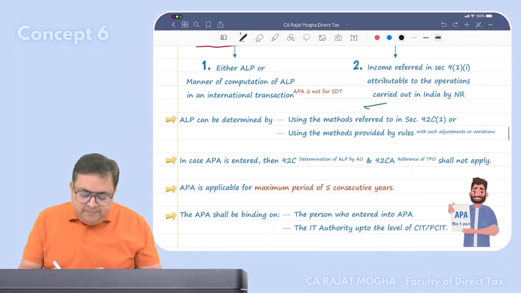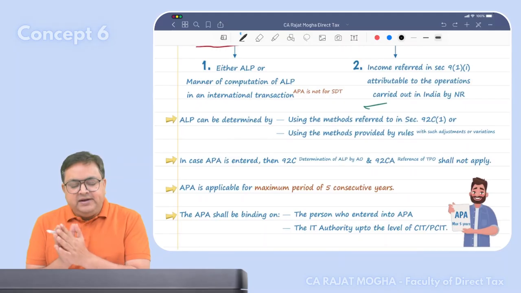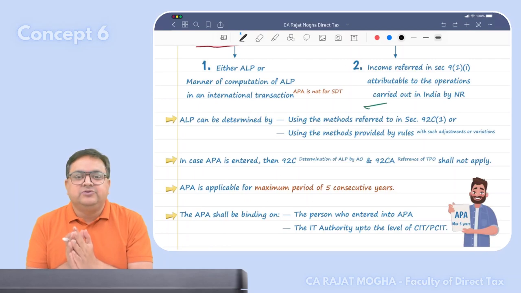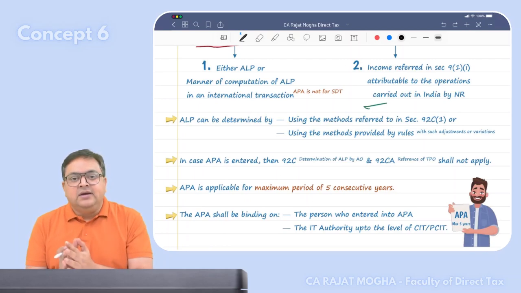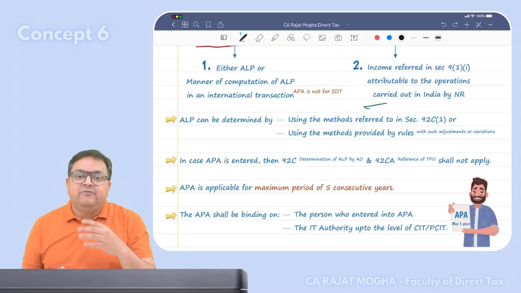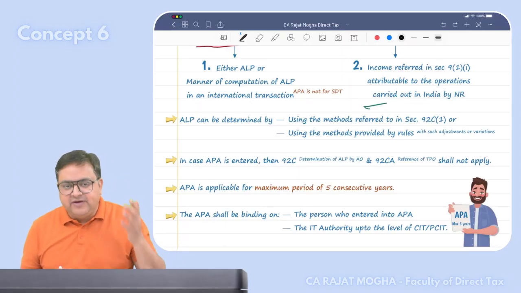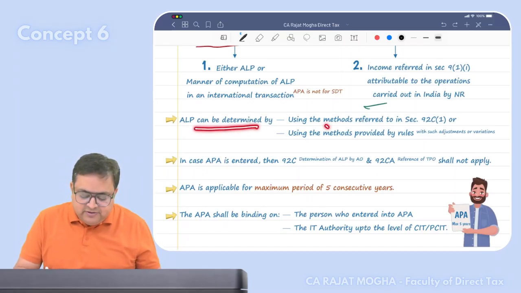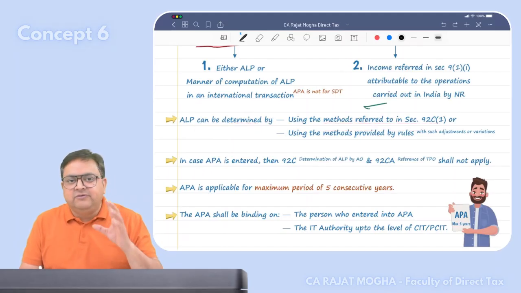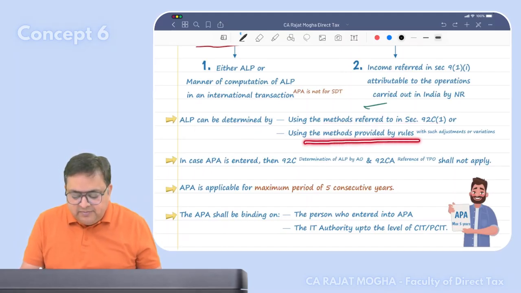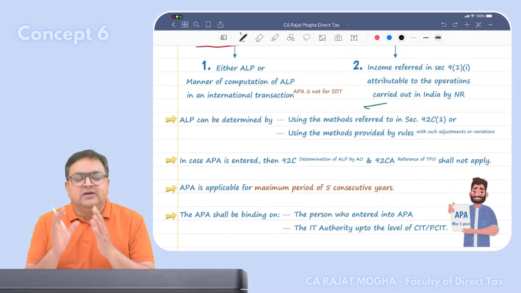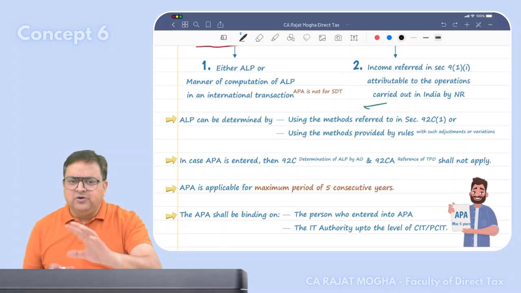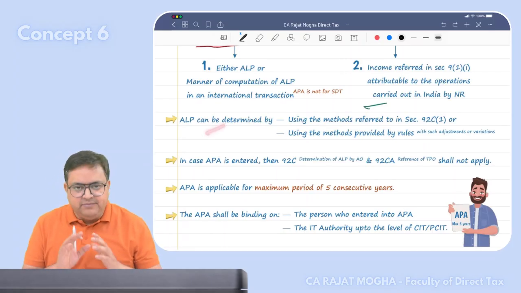Now, ALP can be determined. The APA team will consult with you. You both will discuss with each other, and then you both will come to an ALP. Then by which method can this ALP be determined? It can be by any of the methods, right? Any of the 5 methods or any other method with certain variations also. So they are saying ALP can be determined by using the methods referred to in 92C(1), what are those methods? 5+1 methods, or using the method provided by the rules with such adjustments or variations. So the APA team can give you a certain method with or without variations, right? So this is how ALP can be determined.